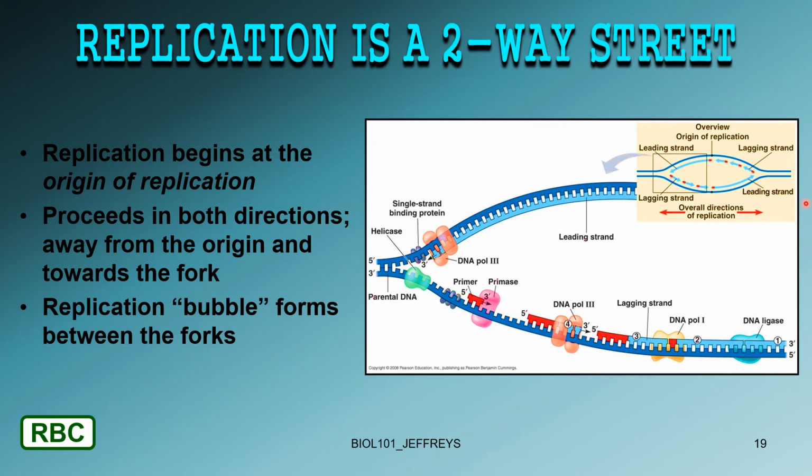On one side you have a leading strand and a lagging strand, and the other side you have a leading strand and a lagging strand. And we call that the replication bubble. So we actually have this bubble. We have one point, one origin of replication, but then as the two strands are pulled apart, then we get a fork on either side of the origin of replication, and so that replication can occur in both directions.